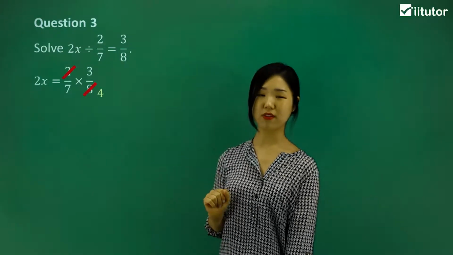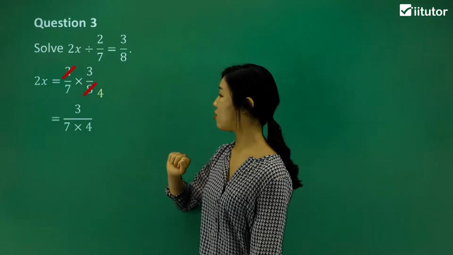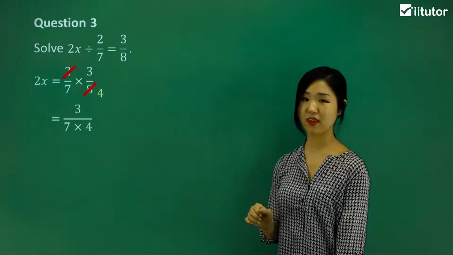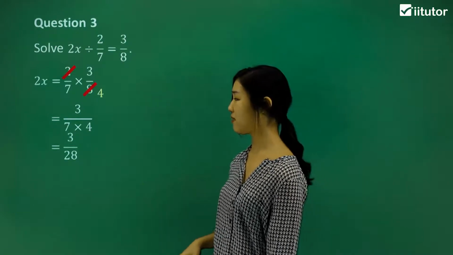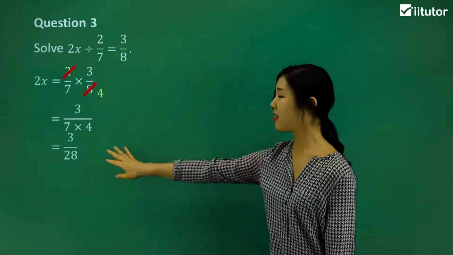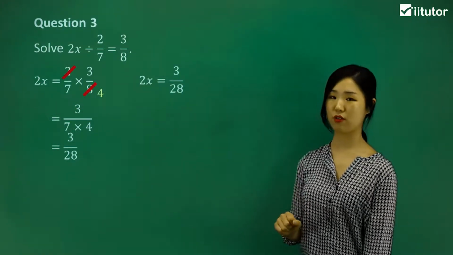Let's write down what's left on the numerator and denominator. Only 3 is left on the numerator, and we have 7 times 4 left on the denominator. 7 times 4 is 28, so we can simplify the fraction nicely. Now we're not done yet, because this comes from 2x. So 2x equals to 3 on 28.